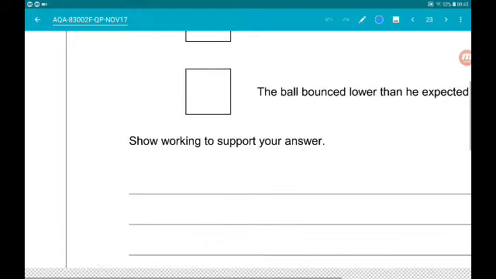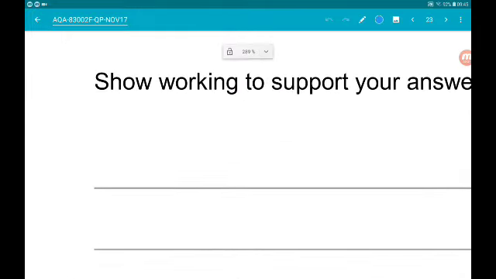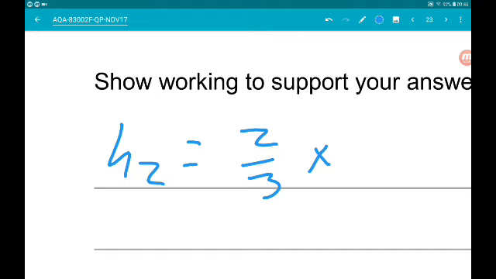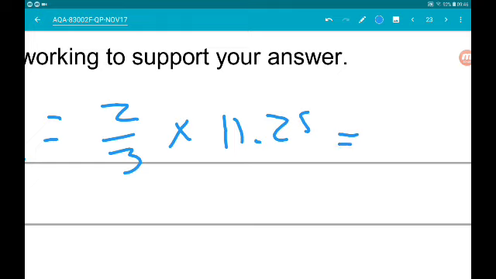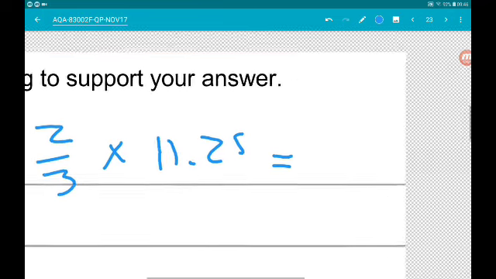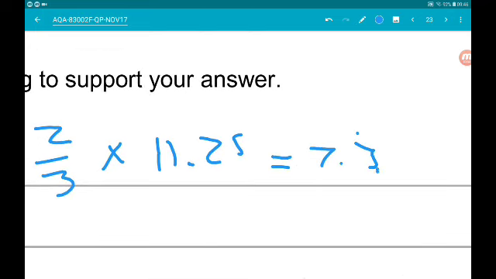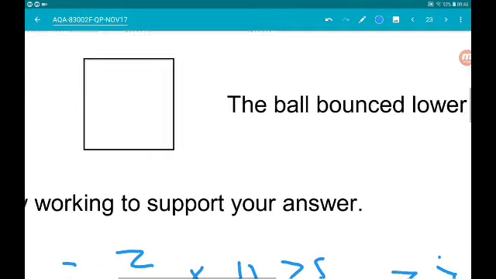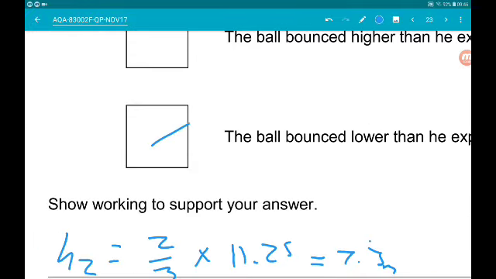Okay, so probably the easiest way to do this is to do 2/3. So h2 is 2/3 of, so times 11.25. Now that gives us 7.5 recurring. So that is lower than expected.